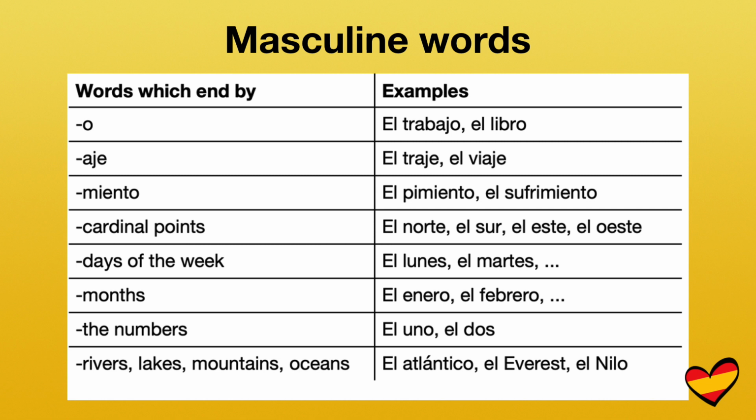el enero, el febrero, but this is actually not very used. It is just used maybe when you want to refer to the last December. In Spanish, we say el pasado diciembre or el diciembre pasado. And the numbers, el uno, el dos, el tres, etc. And finally, also the name of the rivers, lakes, mountains, and oceans. Like, for example, el Atlántico, which is an ocean, el Everest, el Nilo, and so on.